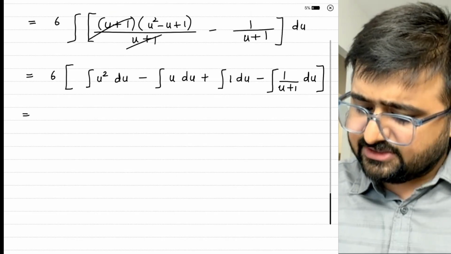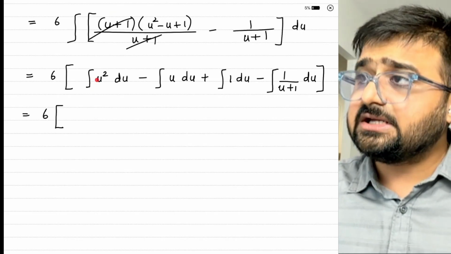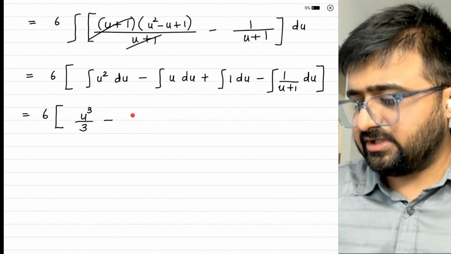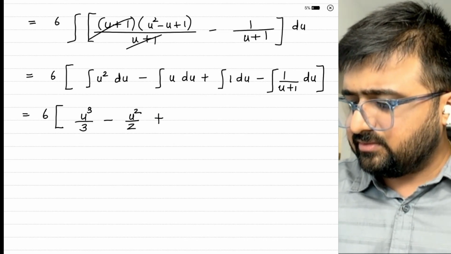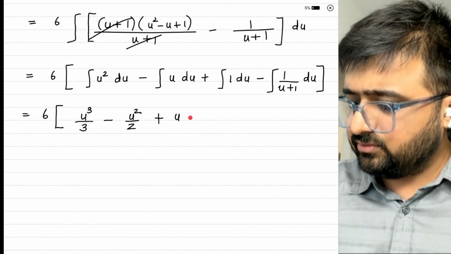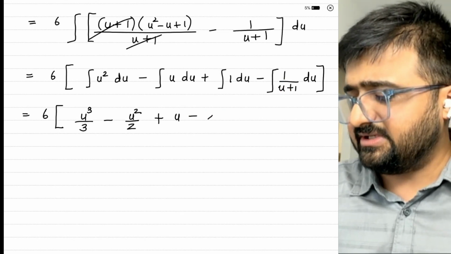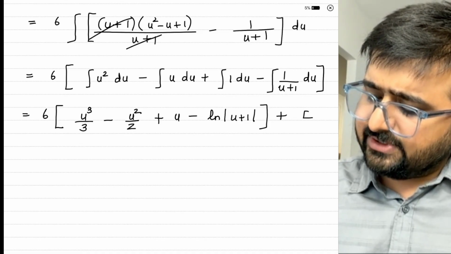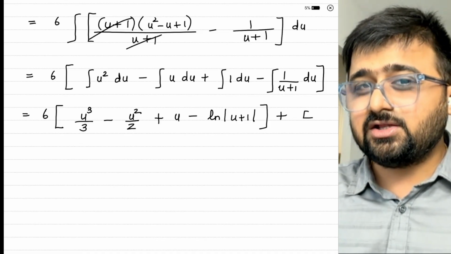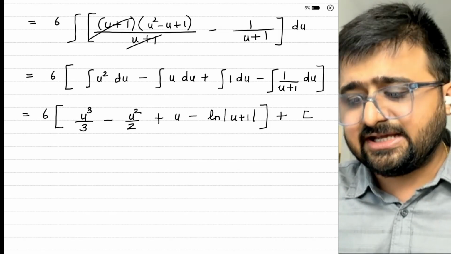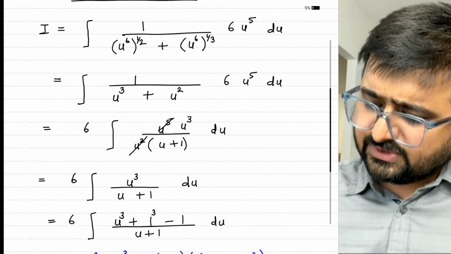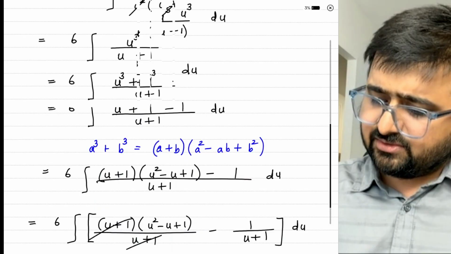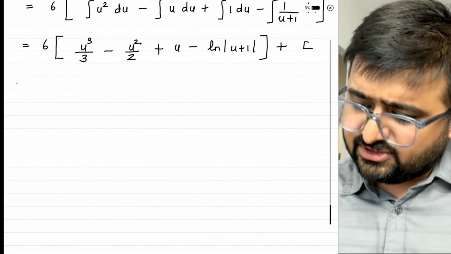Now with the basic formulas of integral, so you have 6, let's put a bracket. Integral of u square we know is u cube by 3, minus integral of u is u square by 2, plus integral of 1 is nothing but u, minus integral of 1 over u plus 1 is ln of u plus 1. Let's add the constant of integration c, and this is your final result in the u world. We'll have to convert it back to the x world. So if you remember, what was our u initially was x to the power 1 by 6. So let's resubstitute that and let's see what do we get, which is actually our final result.